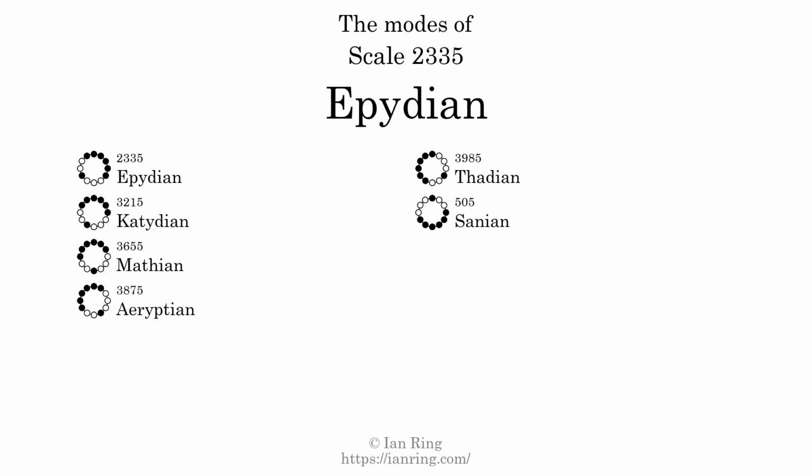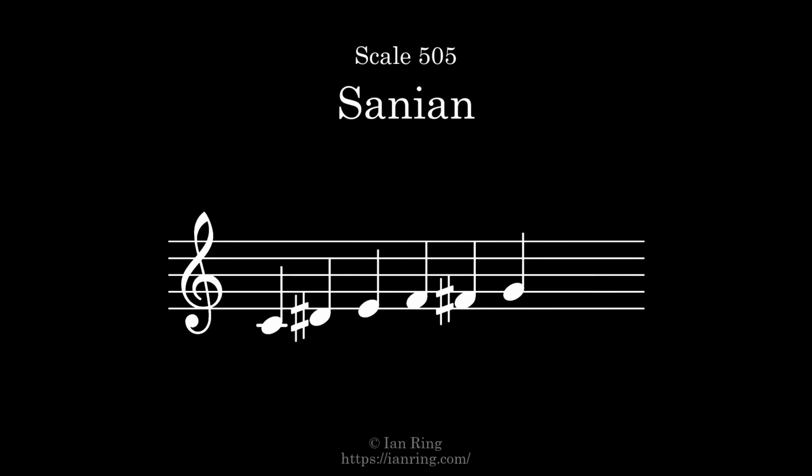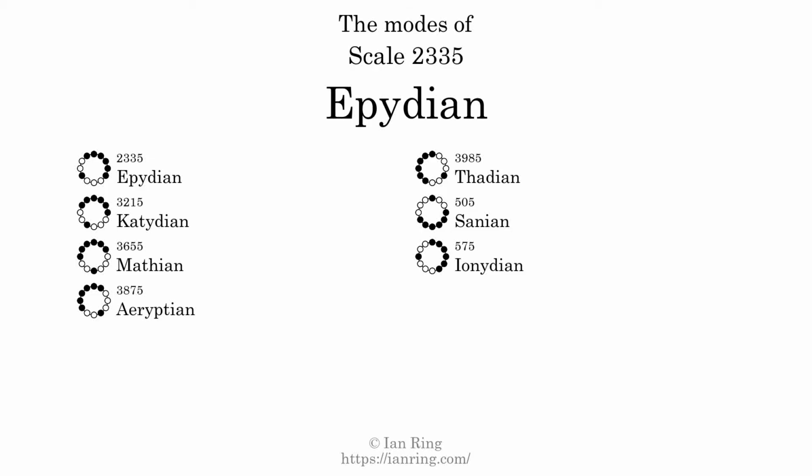The sixth mode is scale 505, also known as Sanian. It sounds like this. The seventh and last mode is scale 575, also known as Ionidian. It sounds like this.